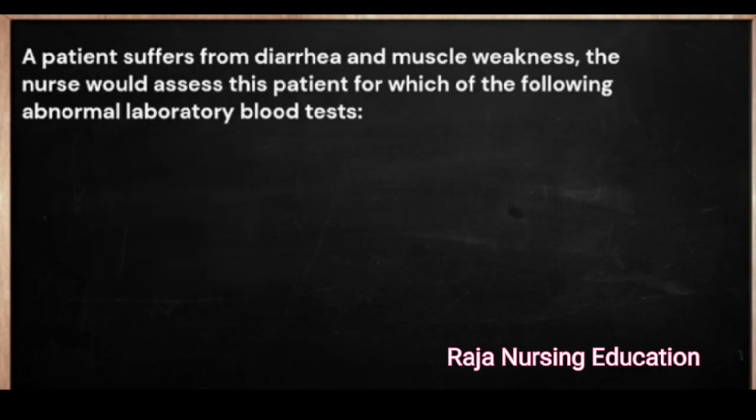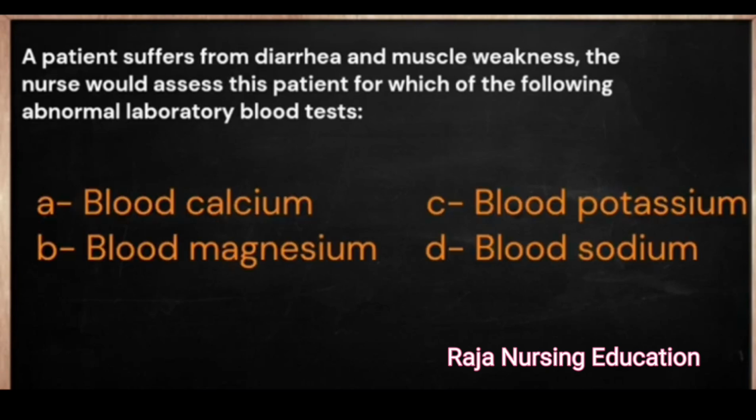A patient suffers from diarrhea and muscle weakness. The nurse would assess this patient for which of the following abnormal laboratory blood tests? Option A blood calcium, B blood magnesium, C blood potassium, D blood sodium. The option is C blood potassium.